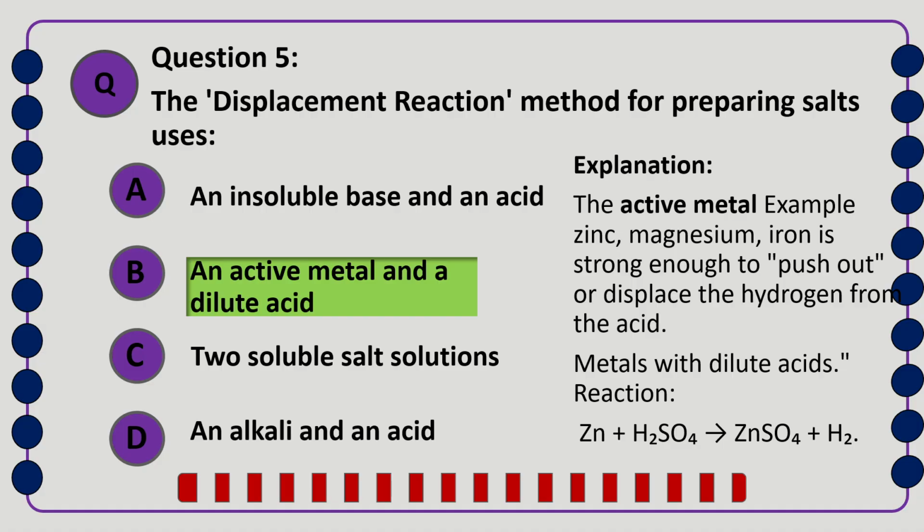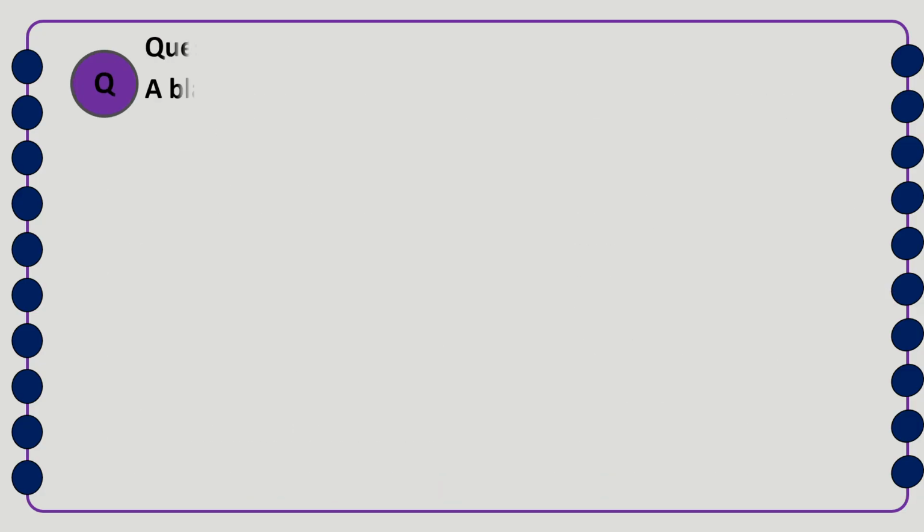The active metal, for example zinc, magnesium, iron, is strong enough to push out or displace hydrogen from the acid. For this, you need to learn the activity series given in the text. Metal with dilute acid reacts to give you salt and hydrogen, and the salt which is formed is generally a soluble salt. One example is given, zinc plus H2SO4 gives ZnSO4 plus H2, and this tells us zinc sulfate is a soluble salt. Let's proceed with question number 6.